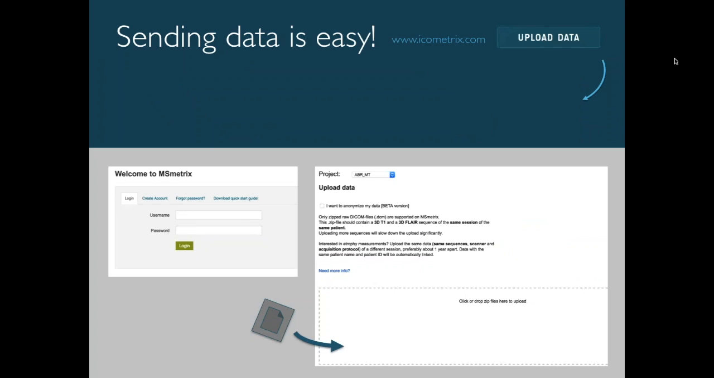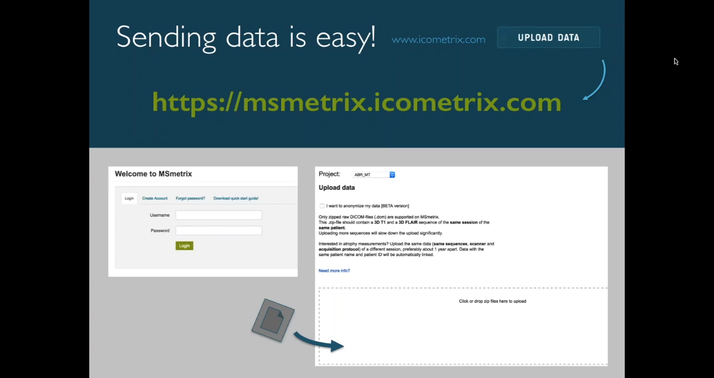About the sending of data, which is quite easy, there are actually two ways you can send MRI data to us. The first way is to go to our website and click on upload data, or you can go directly to this website, which is msmetrix.icometrix.com. After you register there as a new user, or if you already have an account, you will go to the screen on the bottom right to upload data. You can basically drag and drop the MRI as a zip file into that screen. It uploads for a few minutes, and then our computers will start analyzing the scan.